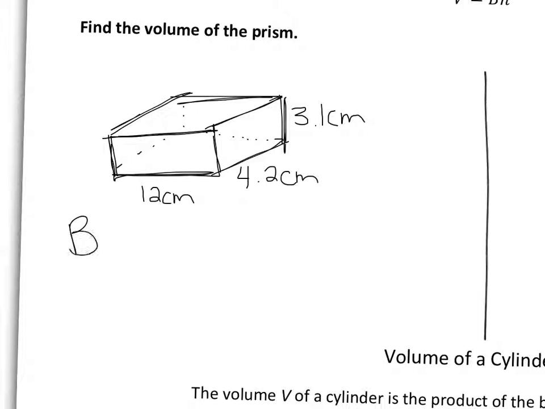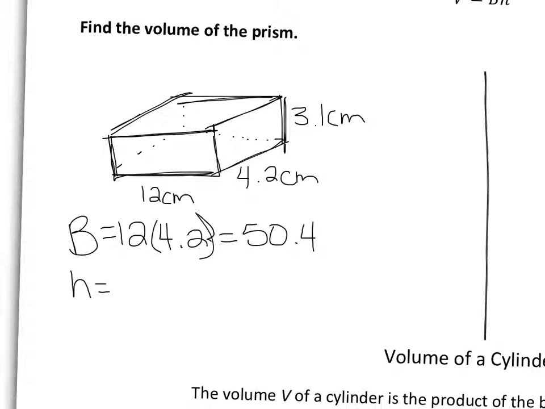So to find the area of my base, I need to find the area of that rectangle. How would you find the area of that rectangle? 12 times 4.2. Remember that rectangle is a 12 by 4.2 rectangle, so you take length times width. So when you take 12 times 4.2, what do we get? 50 and 4/10.